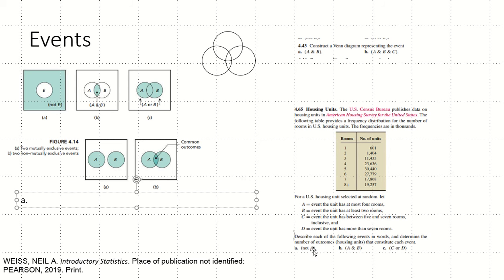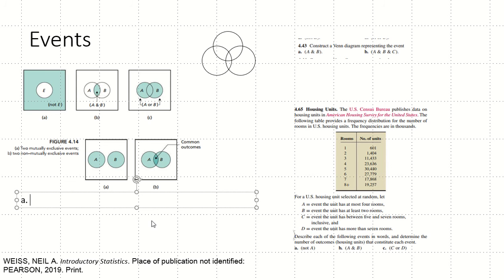Question A says not A. So A is the event that the unit has at most 4 rooms. So at most, if 4 rooms being the max, the minimum is 1. So it's the rooms that have 1, 2, 3, 4. So if it says not A, then it has to be rooms that have more than 4 rooms. So it would be 5, 6, 7, 8.